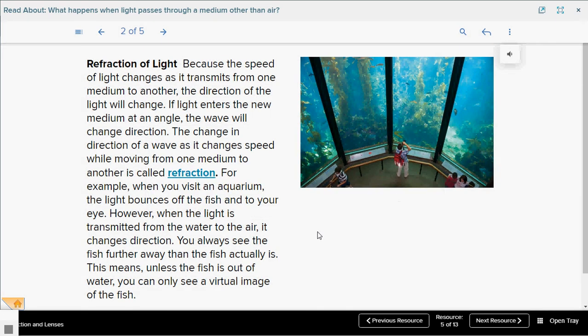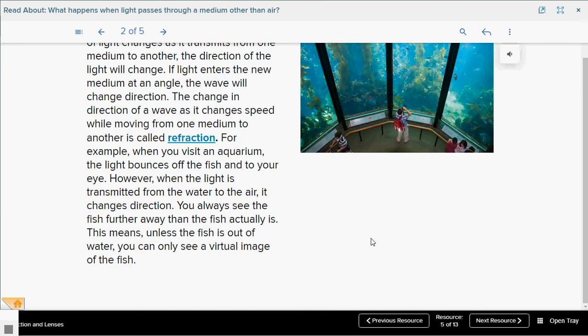For example, when you visit an aquarium, the light bounces off the fish and to your eye. However, when the light is transmitted from the water to the air, it changes direction. You always see the fish further away than the fish actually is. This means that unless the fish is out of the water, you can only see a virtual image of the fish.